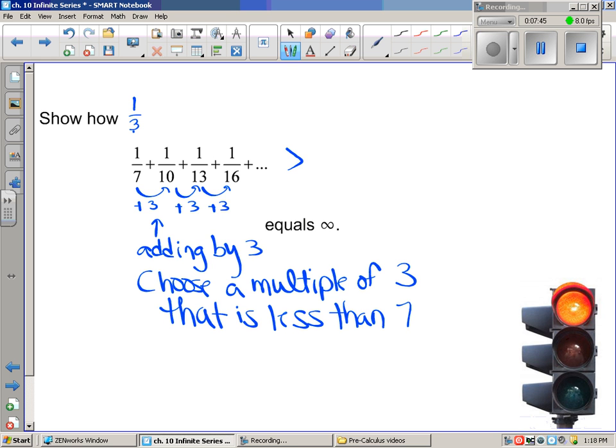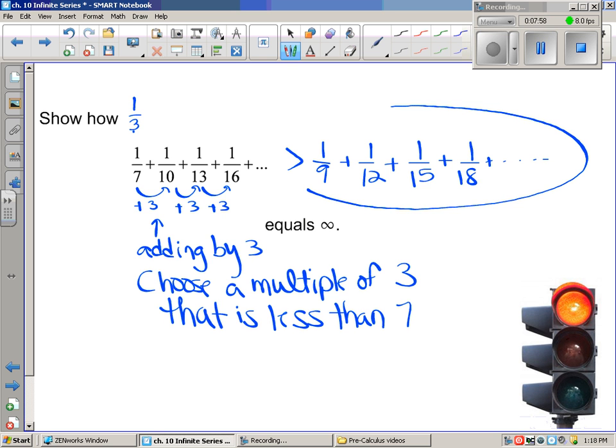I know that this is greater than 1/9 plus 1/12 plus 1/15 plus 1/18. Let me explain that again. If I know that this 1/9 series is equal to infinity, and we also would know that this is bigger than the 1/9 series, right? Because 1/7 is bigger than 1/9. Think of a pizza, you'd want 1/7 versus dividing it by 9. Then that must mean that if the 1/9 series is infinity, then this must also be infinity. So that's the direction of our proof.